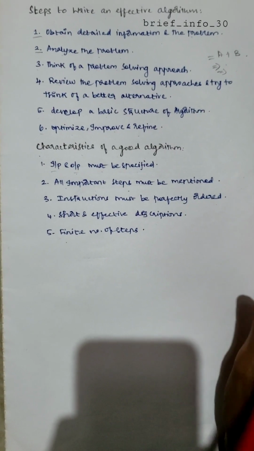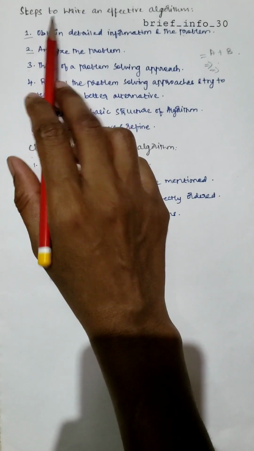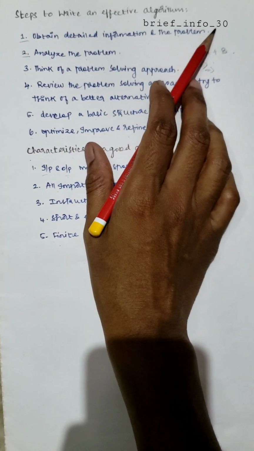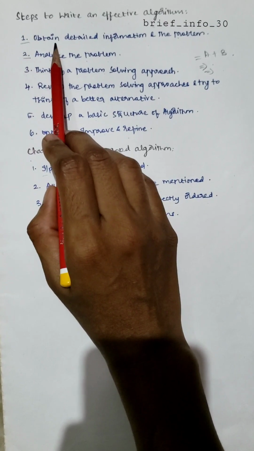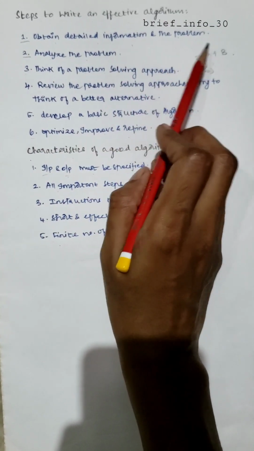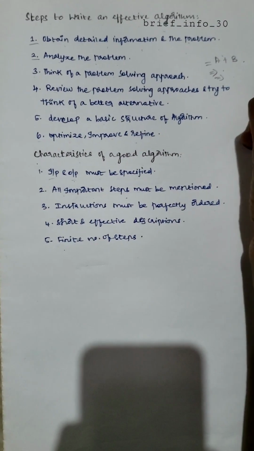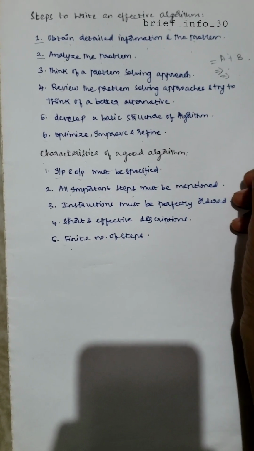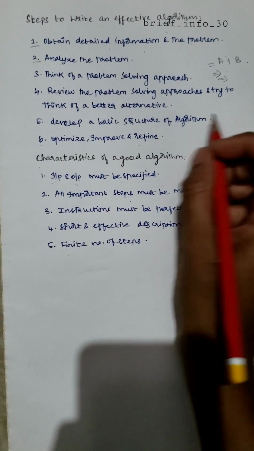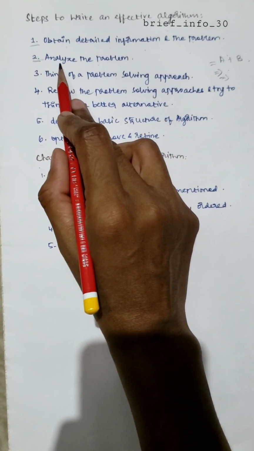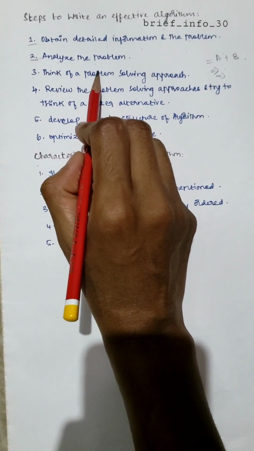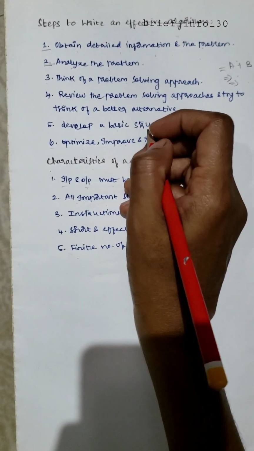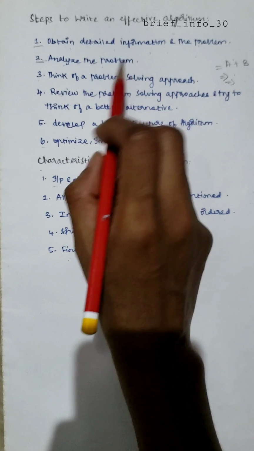In this video, we'll be discussing how to write an effective algorithm, the steps involved in writing an effective algorithm. So the first step is you need to obtain the detailed information about the problem. First we need to analyze the problem, which means you have to collect the details about that particular problem. You need to research, and then the second step is analyzing the problem. Whatever the inputs given and the expected outputs, everything you need to analyze.